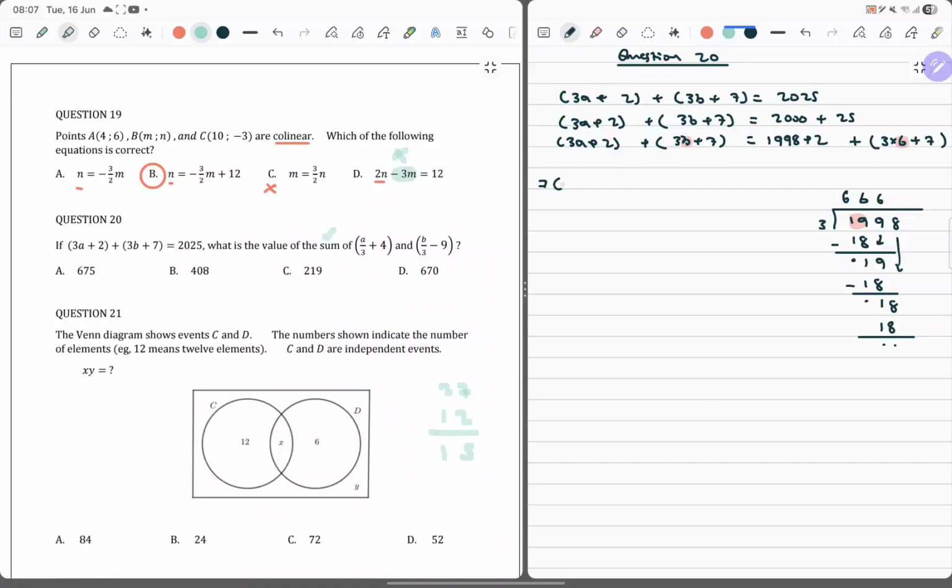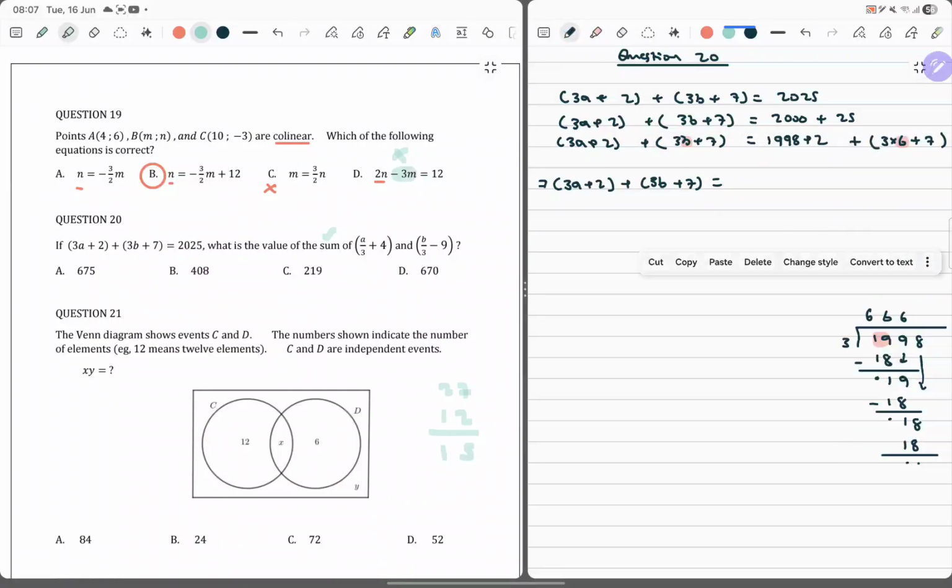Now this implies that 3a plus 2 plus 3b plus 7 is equal to, so let's drop you further down a little bit. So now we know that this 1998 is nothing but 3 times 666, excuse me, this is 3 times 666 plus 2 plus 3 times 6 plus 7.